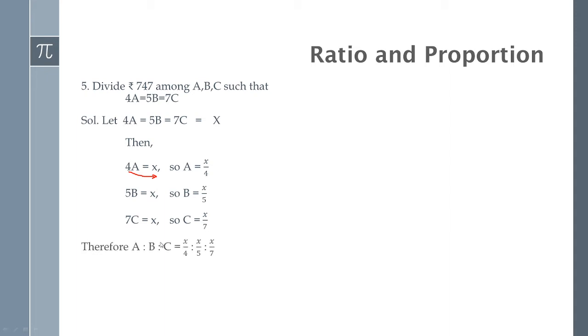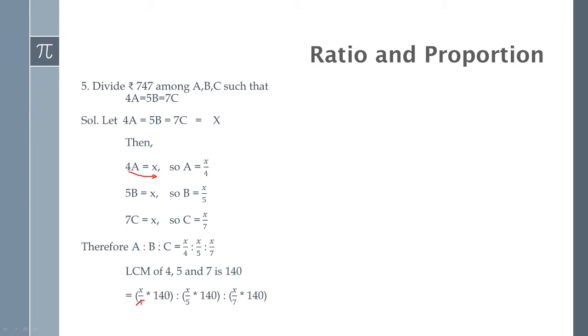Therefore A is to B is to C is equal to X by 4 is to X by 5 is to X by 7. Now the LCM of 4, 5 and 7 is 140, the denominator values. So X by 4 into 140 is to X by 5 into 140 is to X by 7 into 140. Now we have to do the cancellation part, the same way as in the previous sum.